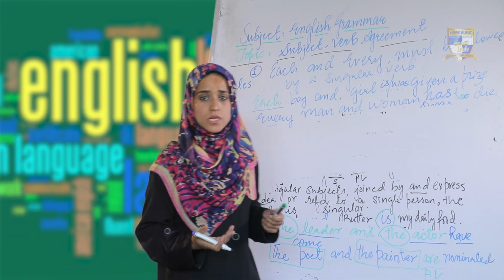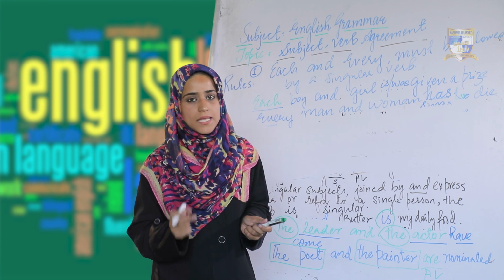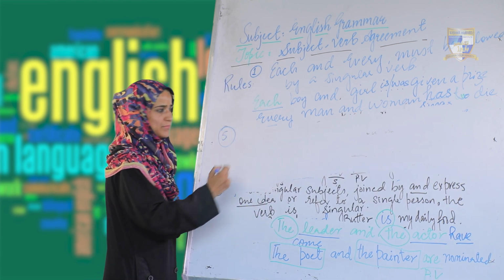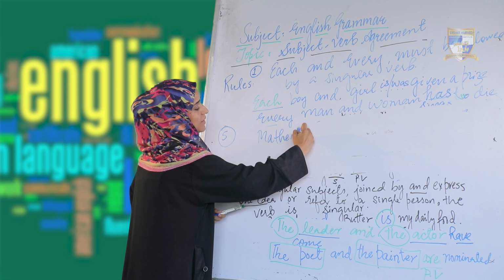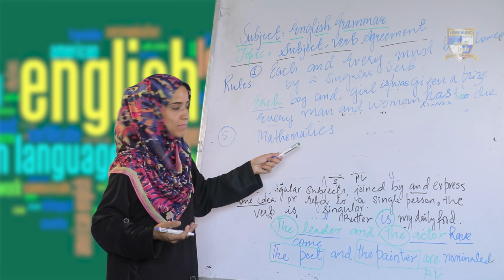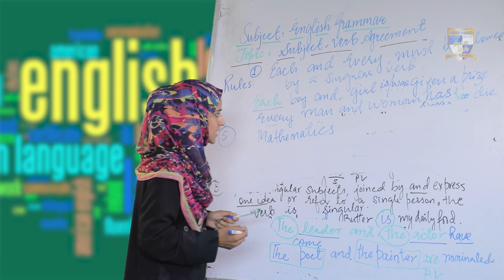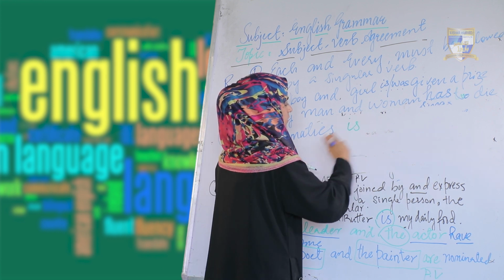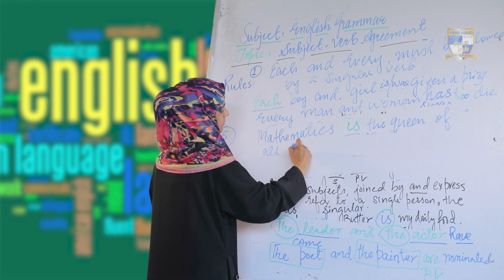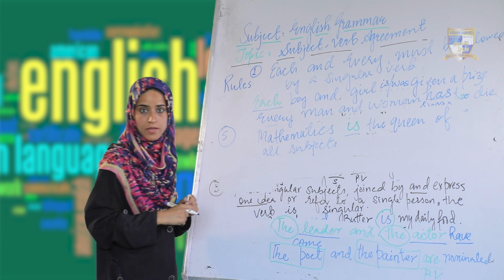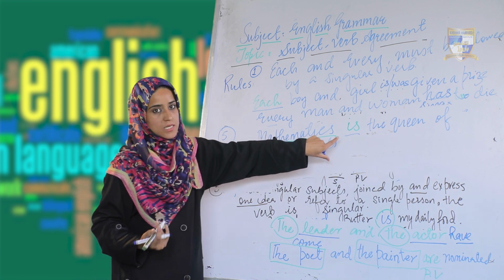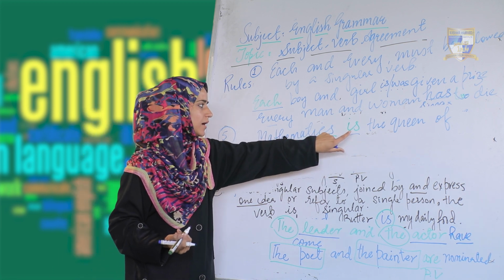There are certain nouns which are plural in form, but they are singular in meaning. In such cases, we again use a singular verb. For example, mathematics. It appears to be a plural subject, but it's a singular subject. So we'll say mathematics is the queen of all subjects. Here our subject in form is plural, but in meaning it's singular. So the verb here is singular.